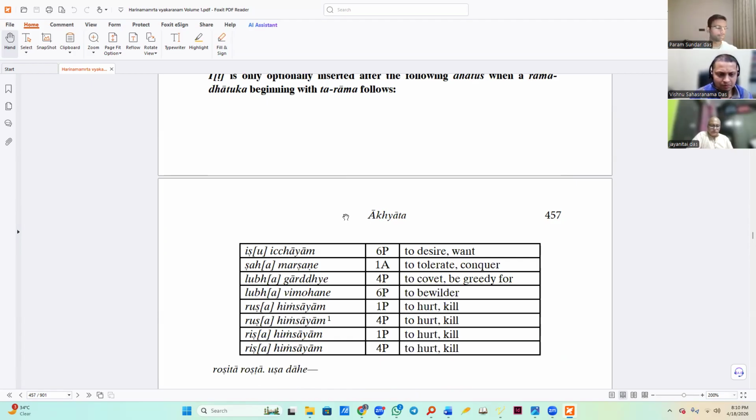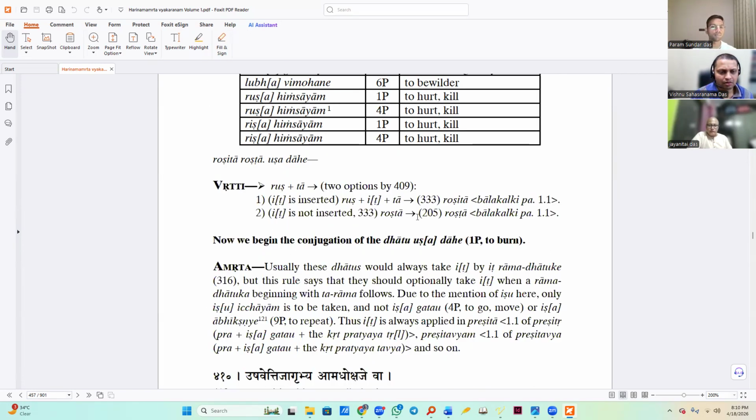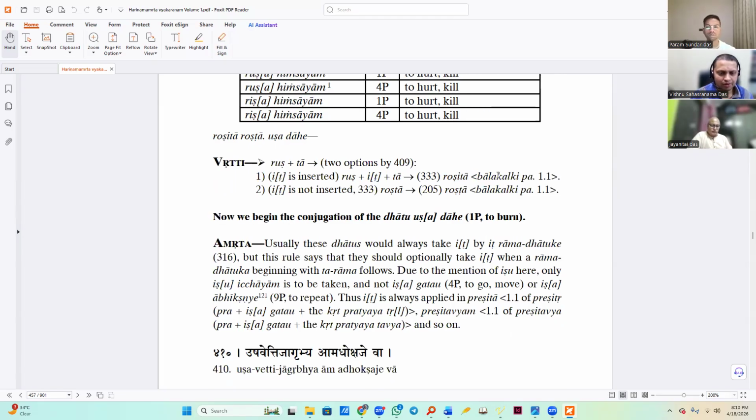Like for example, in Bal Kalki, Ta Taro Taras, that's a Ram dhatuka beginning with the, let's say, like that. So Rush plus Ta, Bala Kalki. So optionally it is inserted. When we insert it, it becomes Roshita. When we don't insert it, Roshta. Then that's all. Otherwise, it's the same like the previous forms.